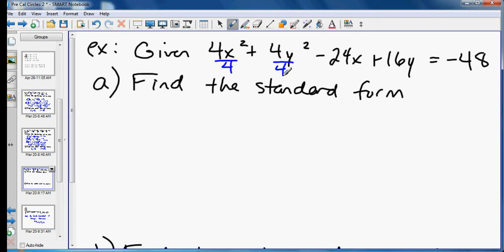Now some of you may be saying, well, what if those two numbers aren't the same? That's a fair question. The good news is, as long as you're dealing with circles, they have to be the same. So if those two numbers aren't the same, then it's not a circle. So in the context of circles, the two coefficients in front of x squared and y squared will always be the same.